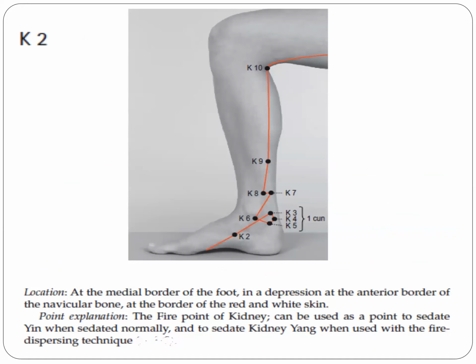Kidney 2 location: at the medial border of the foot, in the depression at the anterior border of the navicular bone, at the border of the red and white skin. Point explanation: the far point of the kidney can be used as a point to sedate yin when sedated normally, and to sedate kidney yang when used with the far dispersing technique.